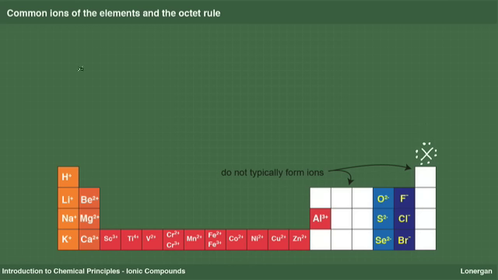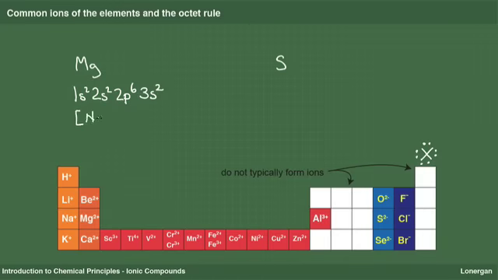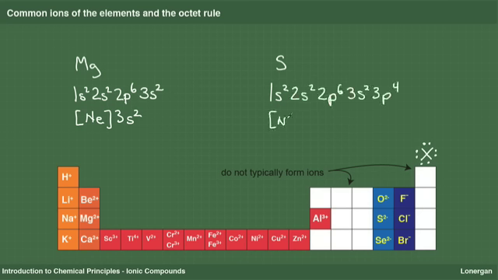Consider the reaction of a magnesium atom with a sulfur atom. The electron configuration of magnesium is 1s2, 2s2, 2p6, 3s2. A shorthand for this comes from writing the first part of the electron configuration as that for the neon atom, or [Ne] 3s2. The electron configuration of sulfur is 1s2, 2s2, 2p6, 3s2, 3p4, or [Ne] 3s2, 3p4.